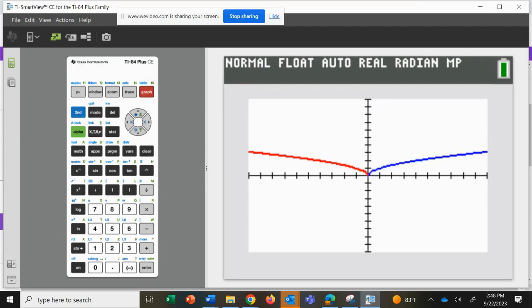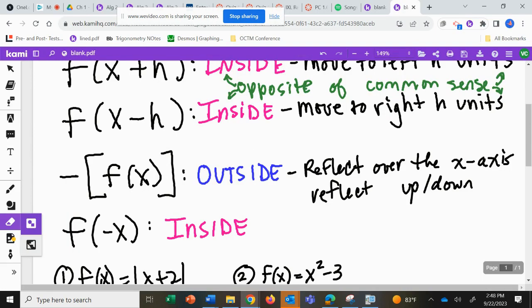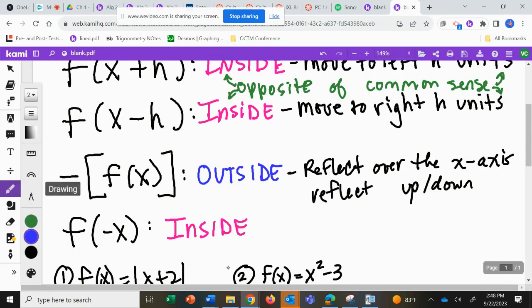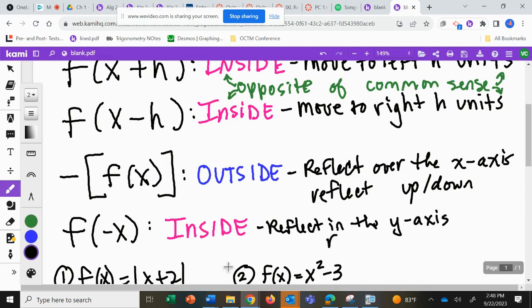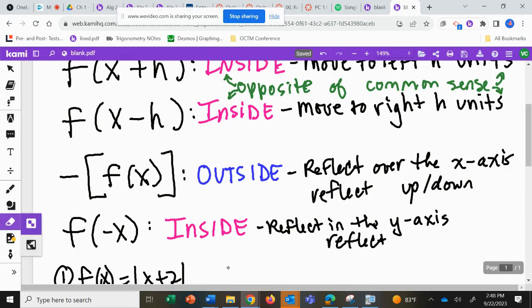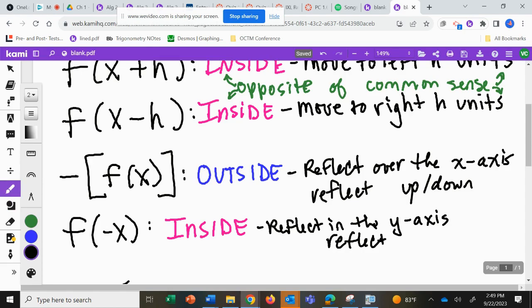When I hit graph, what happened is this is a reflection left or right. This is a reflection in the y-axis. This last negative thing, the last multiply by -1, is a reflect in the y-axis. You could also write that as reflect left or right.